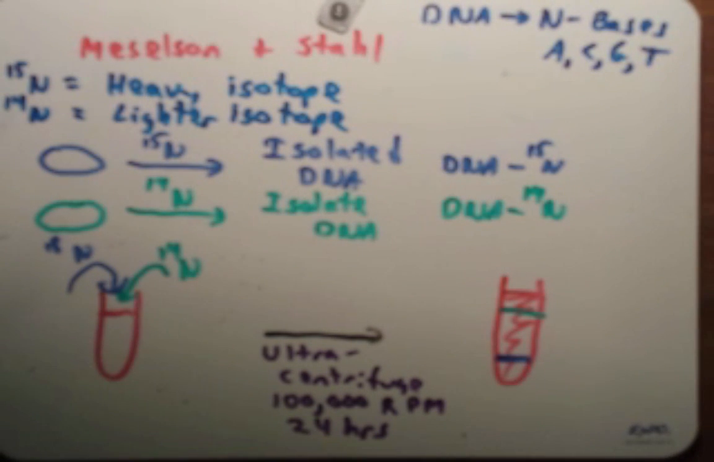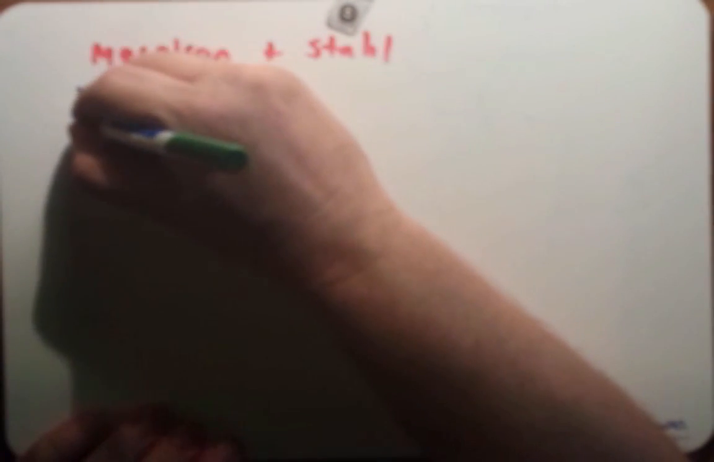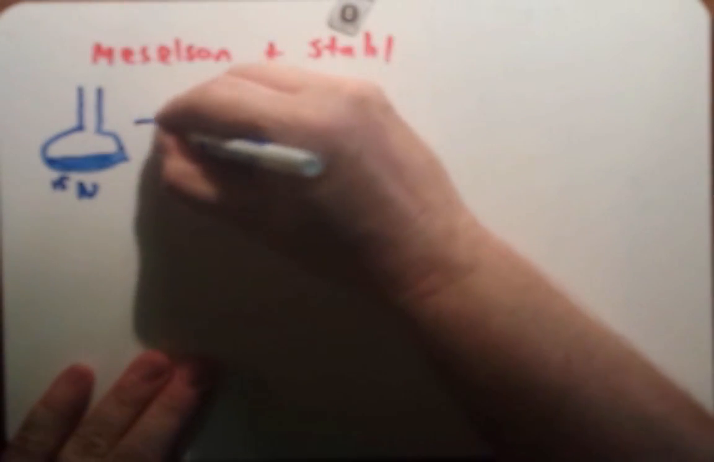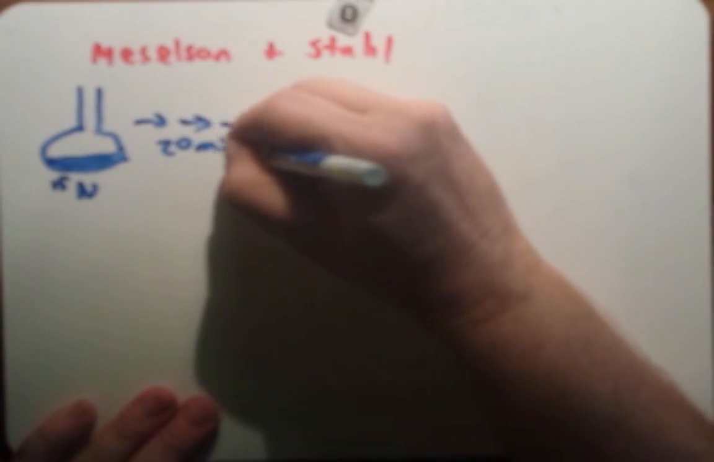So let's go over the Meselson and Stahl experiment. What Meselson and Stahl did first was, in a flask, they grew the bacteria in media that contained only N15. And they let this go for many generations. E. coli has a generation time of about 20 minutes, 17 to 20 minutes.